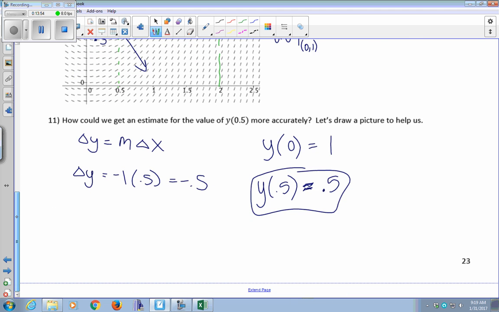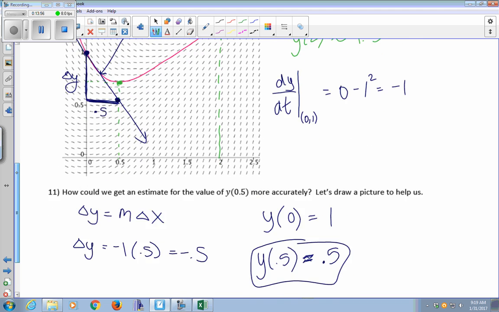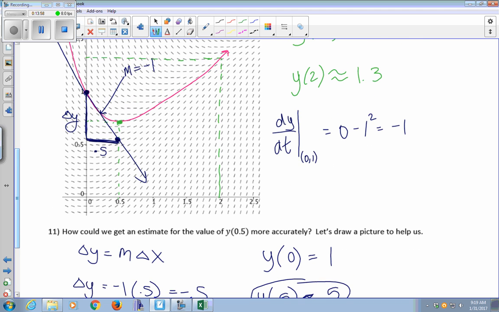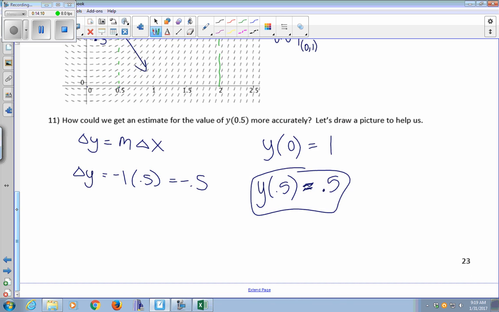So I drew a little line here. I said that means the slope of this line is negative 1. I know that the change in x here is 0.5, because 0 to 0.5, right? And I'd like to know delta y. You can always calculate delta y by multiplying your slope times delta x. So I put in negative 1 for my slope, 0.5 for delta x, and I got the change in y.